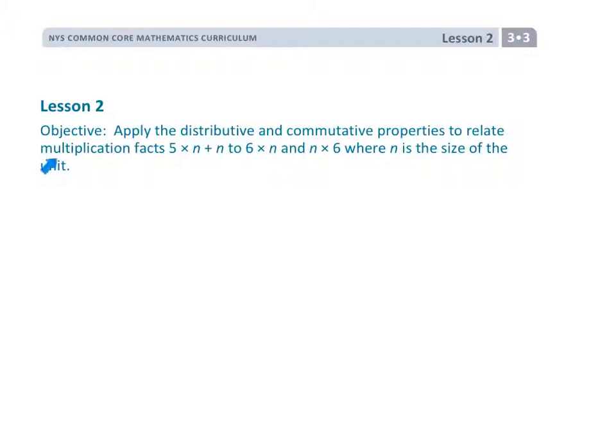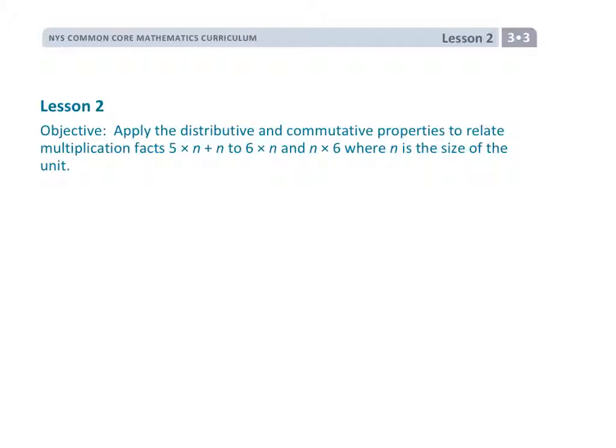So, our objective on this one, or what we're trying to learn, our learning target, is using the distributive and commutative properties to relate multiplication facts. And this one gives an example of this, but we're going to kind of skip this. And I'm going to explain it to you down here.